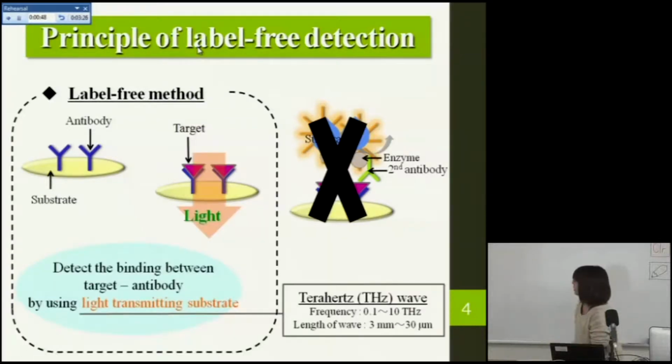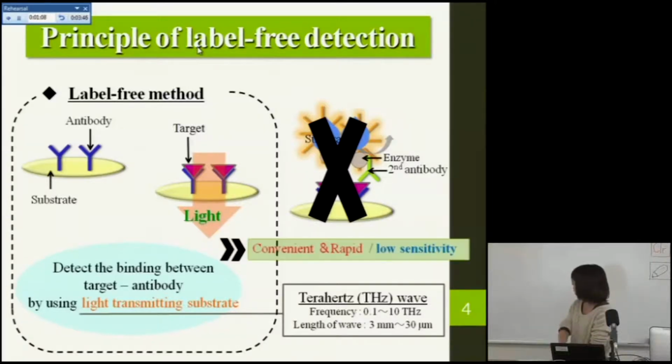On the other hand, in label-free method, we detect the binding between target and antibody by using transmitting light. By using light transmitting substrate, we use terahertz wave. In label-free method, we can measure. The label-free method is convenient and rapid, but the sensitivity is low.